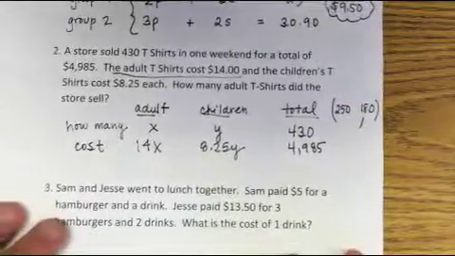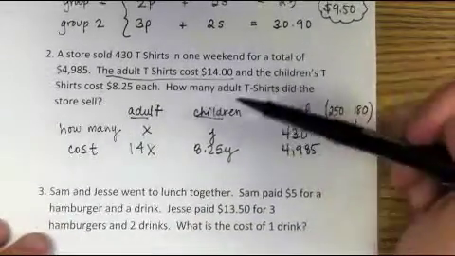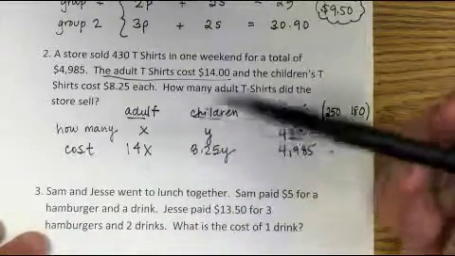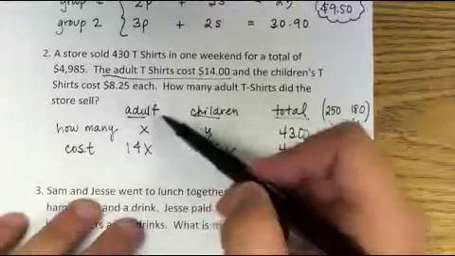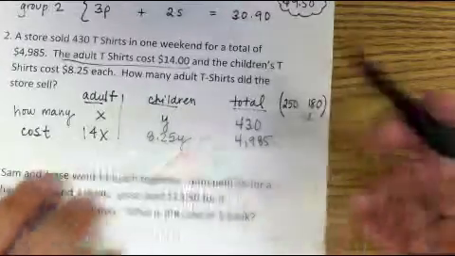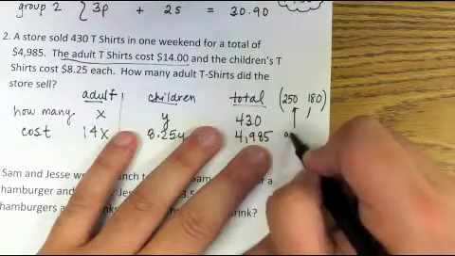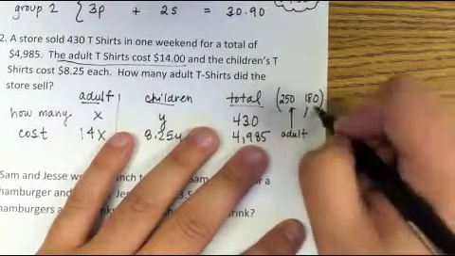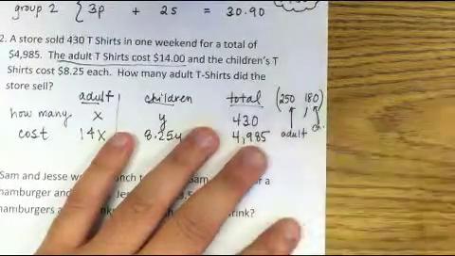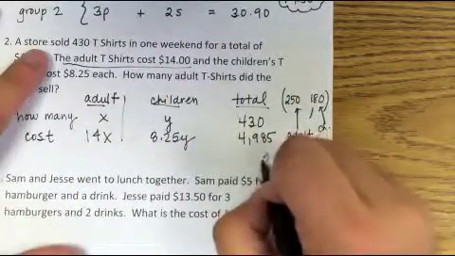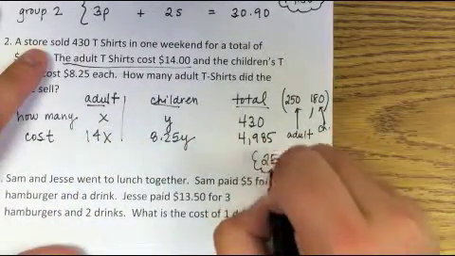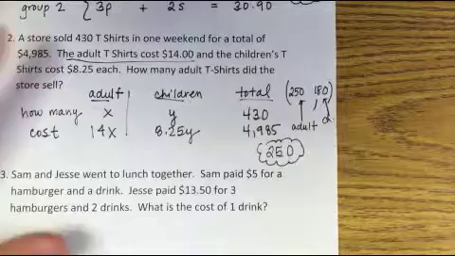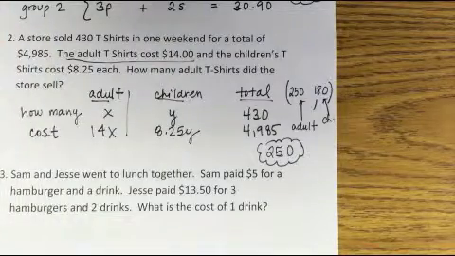Now, let's read the question one more time. It says, how many adult t-shirts did the store sell? Well, since you put adult first, this has got to be adult, which means that this 180 would be the children. So the answer to this question is they sold 250 t-shirts. Okay?